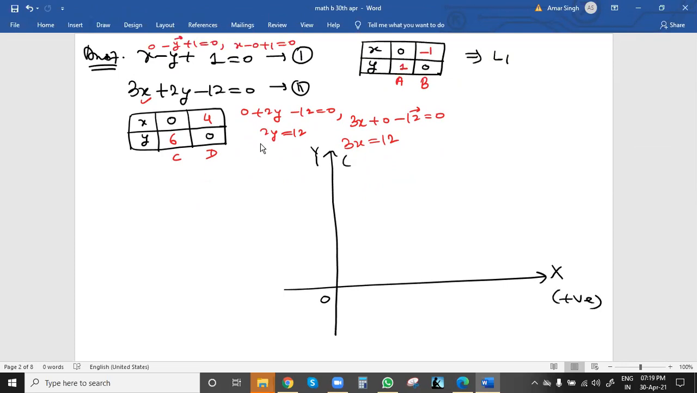On the positive x-axis, with 1 centimeter gap, you can take 1, 2, 3, 4, 5. The maximum value of x is 4, so 5, 6 is more than sufficient. The maximum value of y is 6, so up to 6 we have to plot. With the same 1 centimeter gap, 1, 2, 3, 4, 5, 6. Actually, 3 and 4 are having a higher gap.